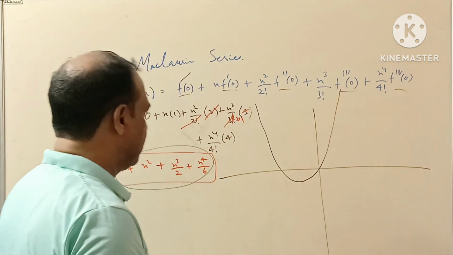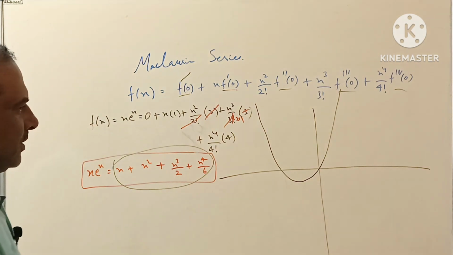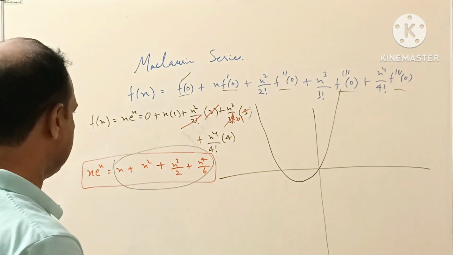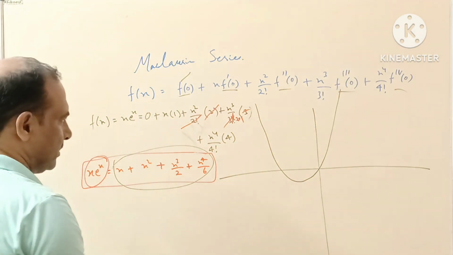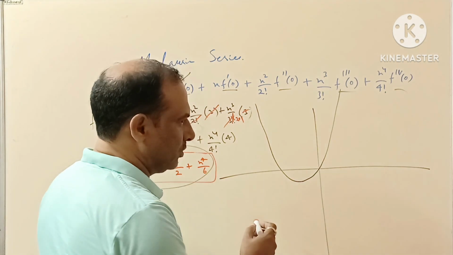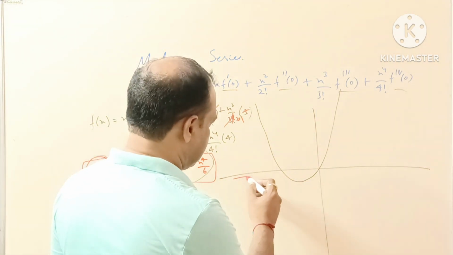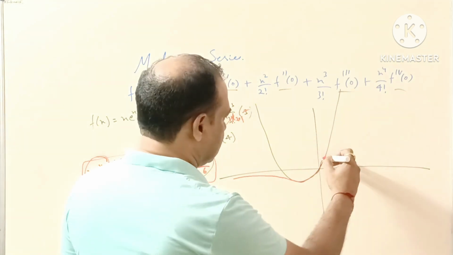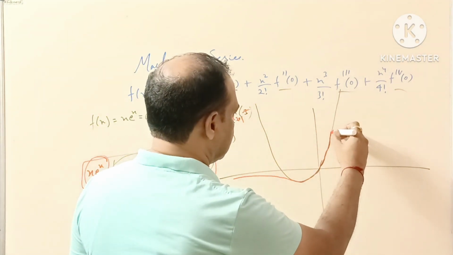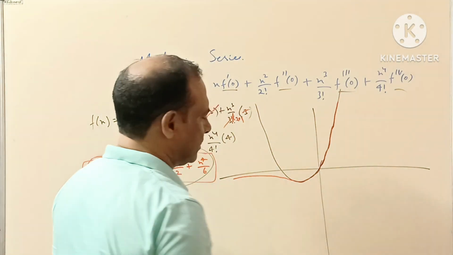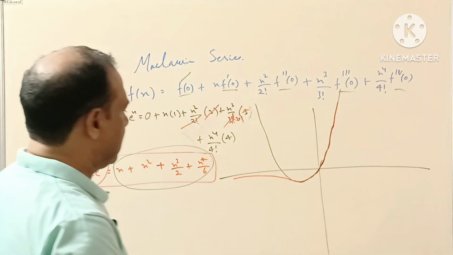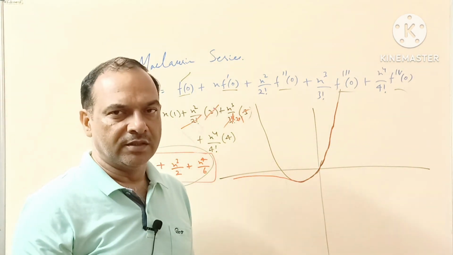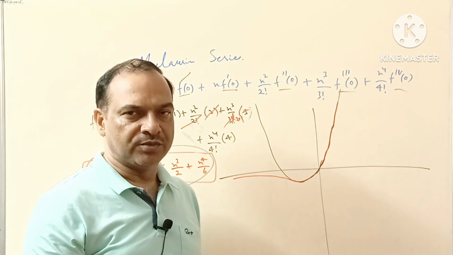Okay, this polynomial graph will go something like this, and for the part x e power x, if I draw this part, this will go somewhat like this, and this will overlap this. Straight line, it will go like this. What it means is that if the two graphs go overlapping for a particular part, then your answer is absolutely correct.